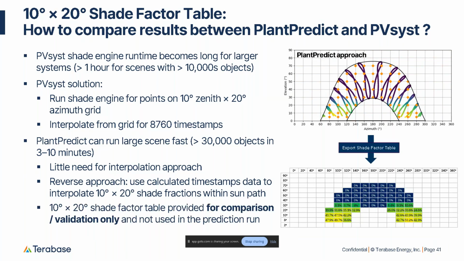And then you can click this export shade factor table, and you get a table that is similar to the PVCs table. The goal of this table, it's not used to run the prediction. It's really for comparison and validation. Because of that, we do not allow the table to be exported all the time, only if you are in a situation that is comparable to PVCs. So that means that you do not have terrain over backtracking on, you don't have wind optimization, wind stow or irradiance optimization on. And so now we can do that.